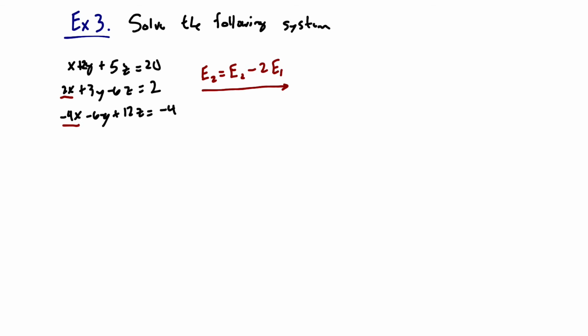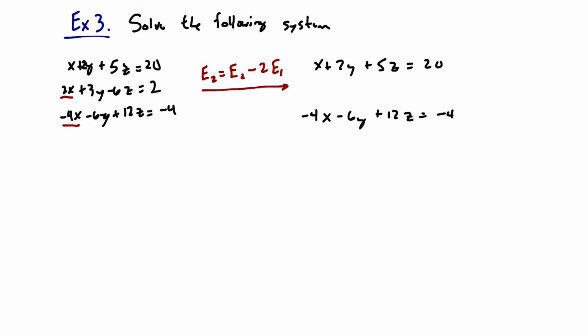So I'm going to skip all the computations that we did in the previous problem just to save us time. Nothing changes with equation 1. This is still just x plus 2y plus 5z is equal to 20. Nothing has yet occurred to equation number 3. This is going to be a negative 4x minus 6y plus 12z is equal to a negative 4.